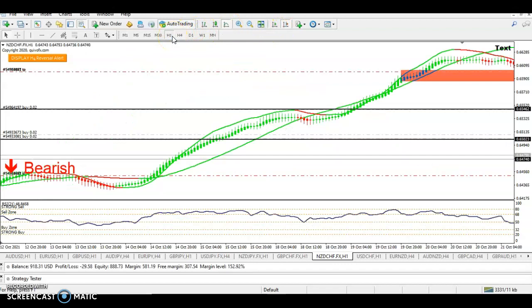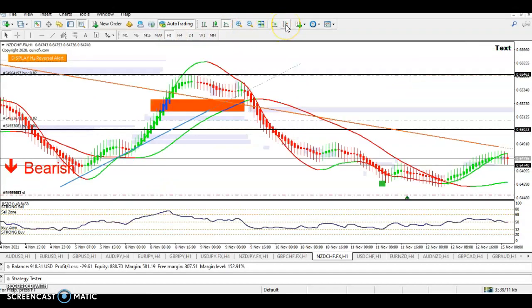Okay. So waiting for crosses on each of the pairs. There's already a cross on the hourly, waiting on the cross on the 4-hourly for the NZDCHF. But that's the end of everything.